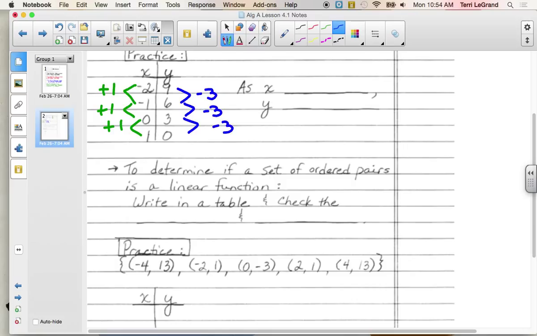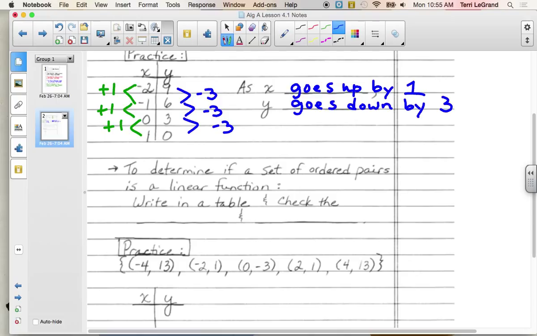So again, we're looking for an arithmetic sequence in both x and in y. We have an arithmetic sequence going on. So what's happening here? As x goes up by 1, this is how we're going to show our work, write it out. Y goes down by 3, down by 3.